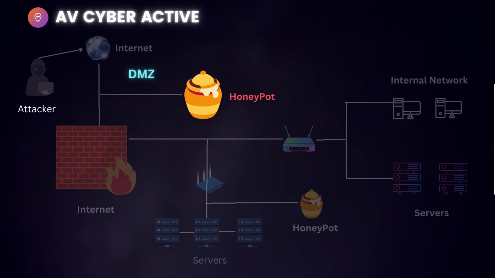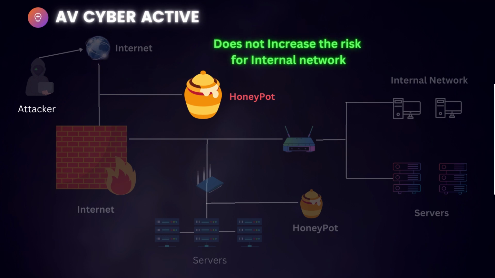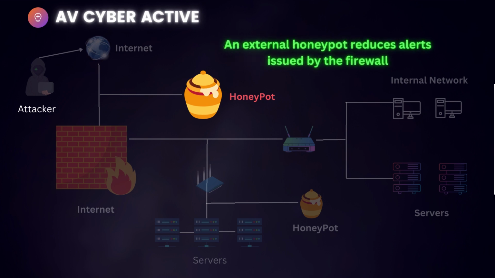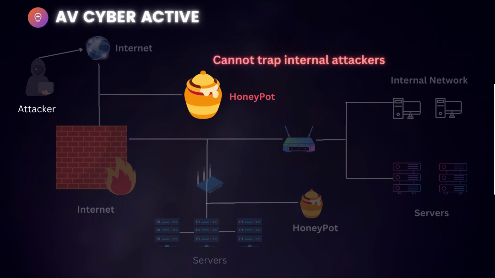So what's the advantage if you keep your honeypot system outside or at the DMZ? Well, the advantage is it does not increase the risk for the internal network, which means if an attacker is trapped inside the honeypot, it wouldn't crawl inside your internal network. Second, an external honeypot reduces the alerts issued by the firewall. This means it reduces the alerts that are produced by the external firewall. However, there's a disadvantage. It cannot trap an internal attacker, which means if the attacker is already inside your network, the honeypot failed to do its job.